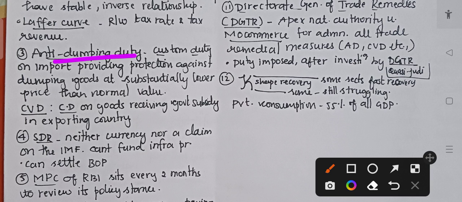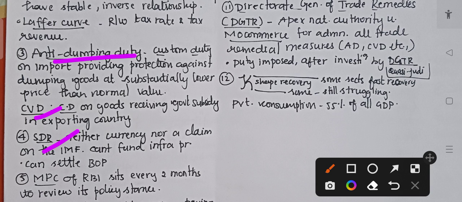for example China, if it tries to sell at a substantially lower price than the normal value, which is called anti-dumping. And our country has a provision for certain customs duty, which is AD, anti-dumping. Then what is countervailing duty? Countervailing duty is on goods receiving government subsidy in the exporting country.